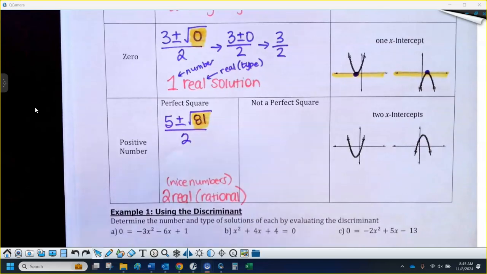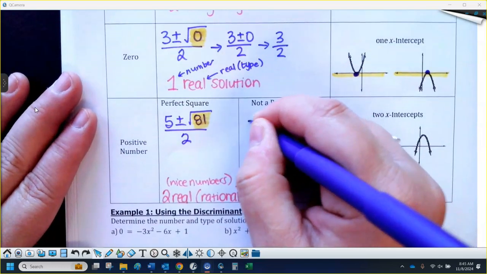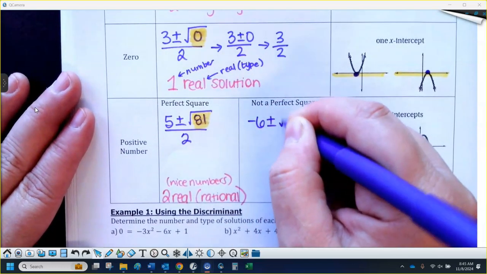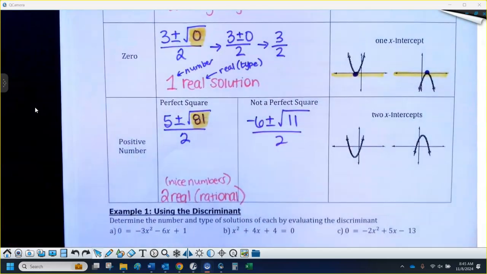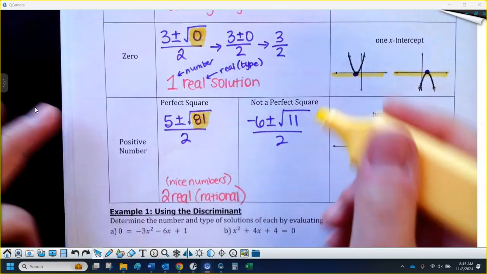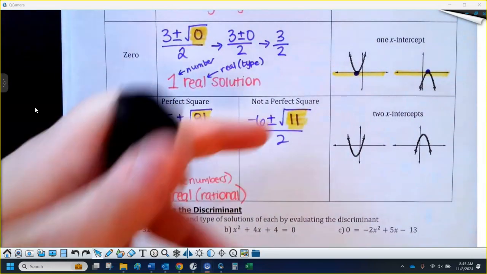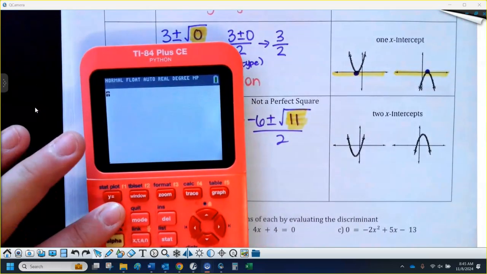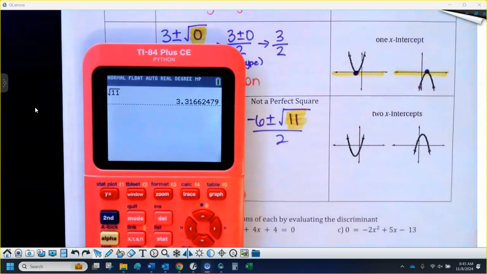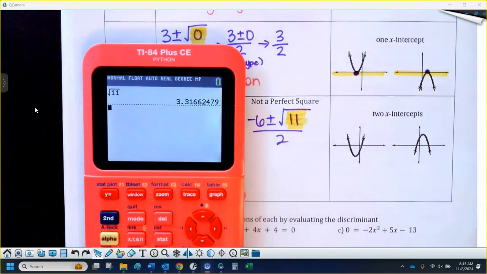The other scenario, if you have a positive number, I'm just making something up here. Let's say I have -6 plus or minus, I got 11 under the square root. That's not a perfect square. If I take the square root of 81 here, that's 9. It's a nice number. Anything that you take the square root of that is not a perfect square is some garbage decimal that's irrational. This is always going to be a decimal that has no pattern.